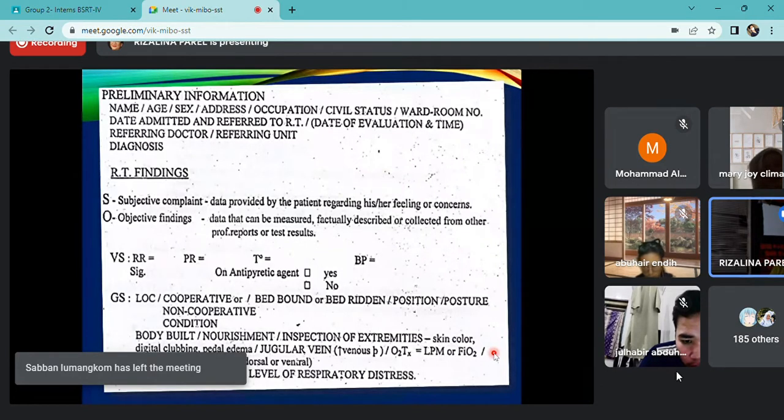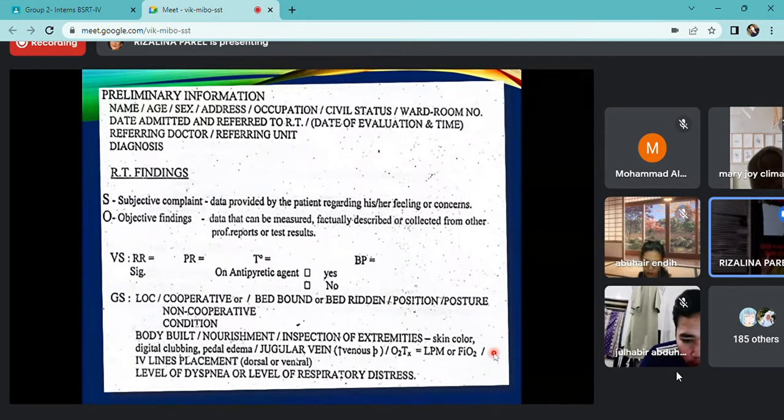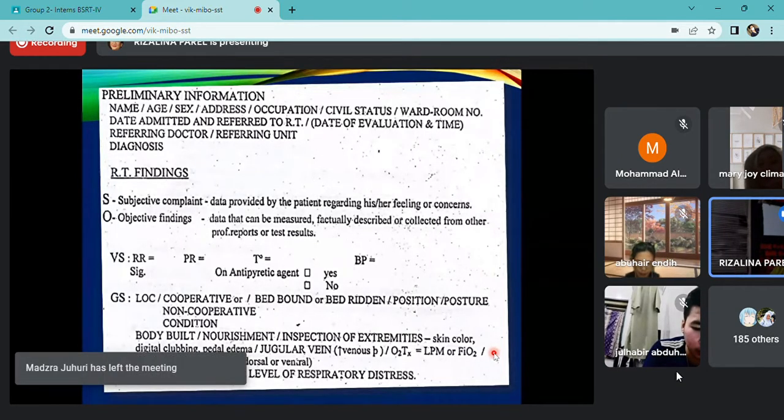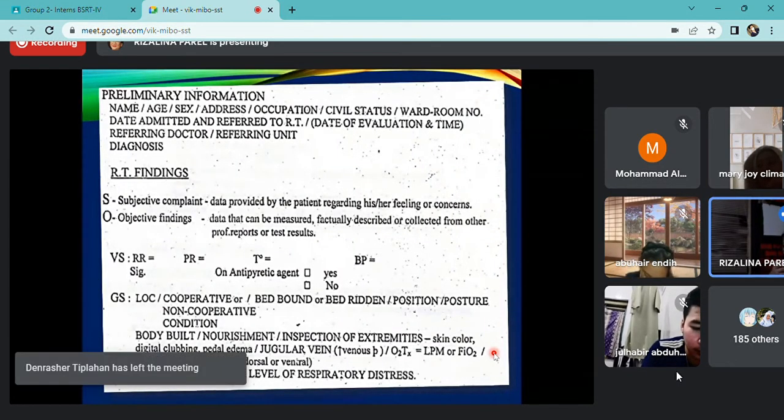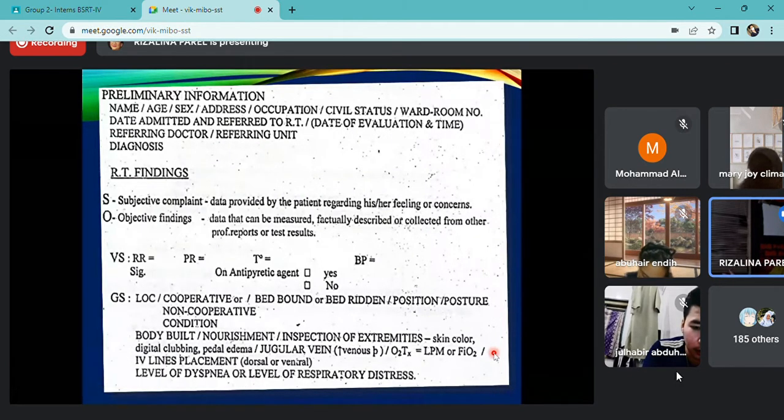And then inspection of extremities, especially yung skin color ng patient. Okay? So, meron tayong central cyanosis and peripheral cyanosis. Kung nagbo-bluish discoloration nga ba yung kanyang chest, yung kanyang lips, yung kanyang eyes, yung kanyang nose, and then yung extremities. Okay, what else? Chinek mo dyan sa extremities niya kung meron siyang digital clubbing, okay, or may pedal edema.